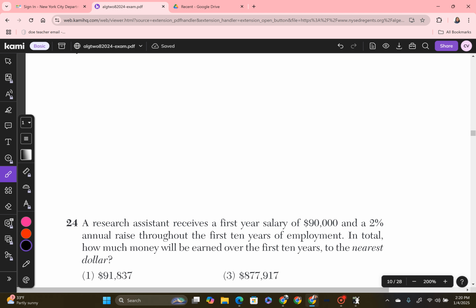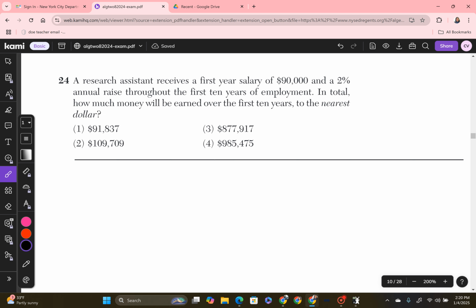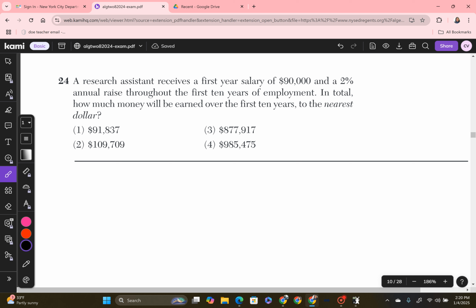All right, the last question. So for this one, first year salary of 90,000. This is our A1. A1 is $90,000. Cool. And a 2%. As soon as you see a percent, you know it's going to be a geometric type of question.